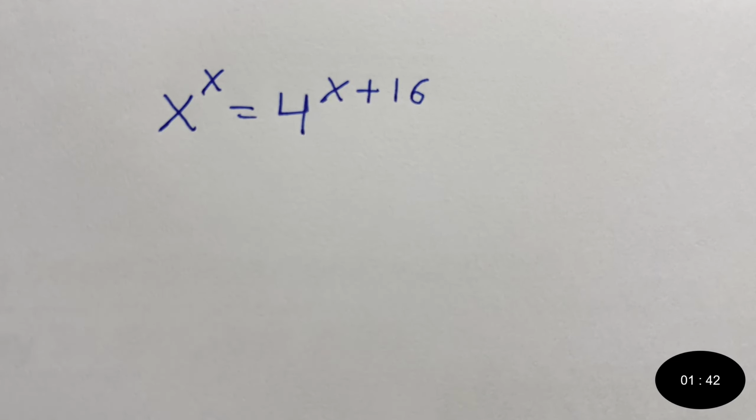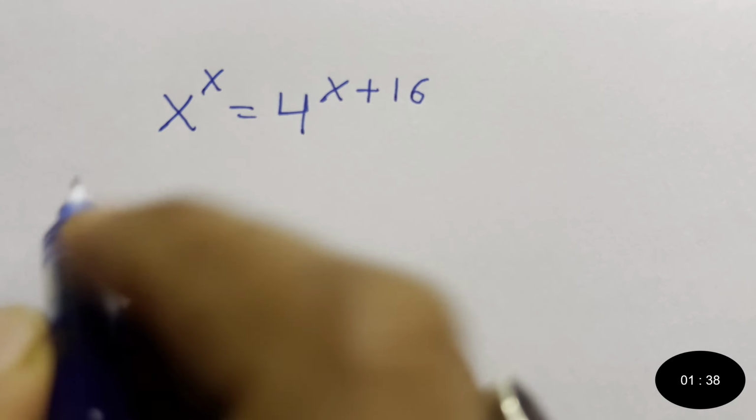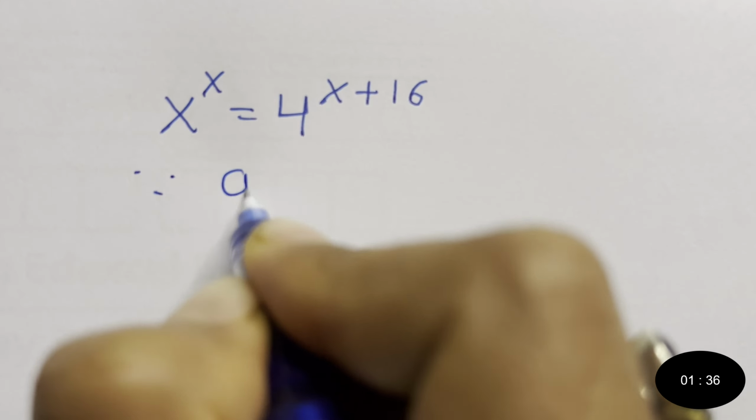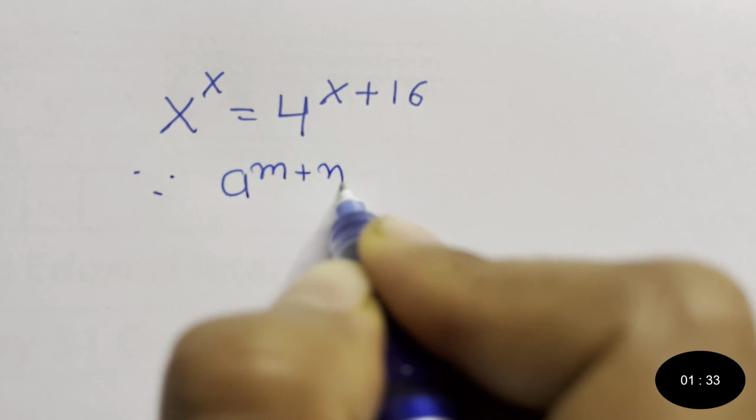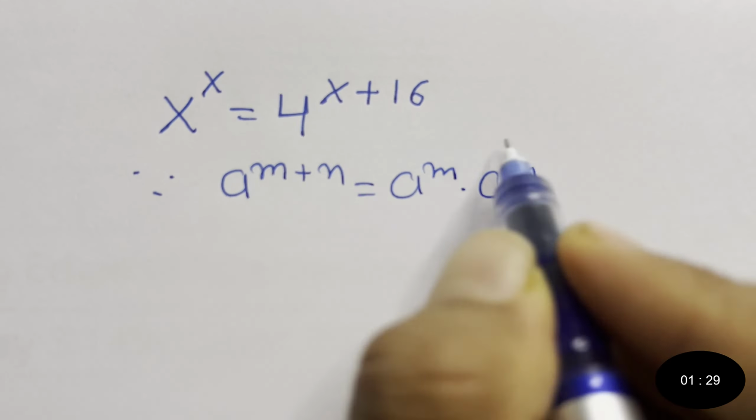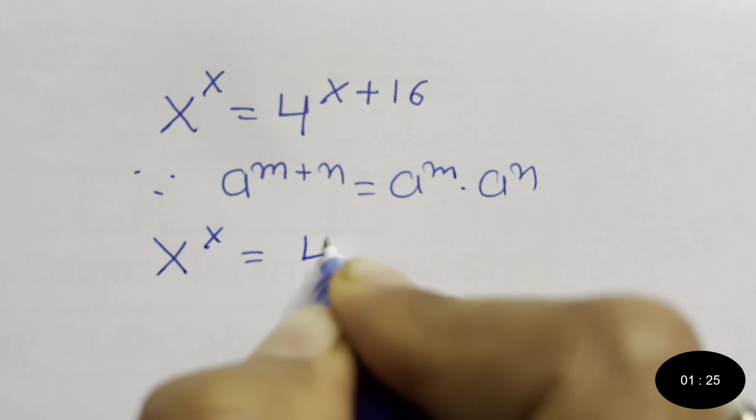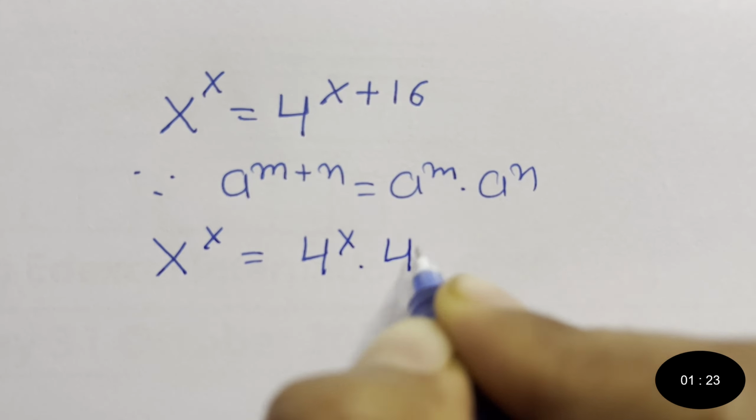Hi guys, we are going to solve the equation x to the power x is equal to 4 to the power x plus 16. Since a to the power m plus n is equal to a to the power m into a to the power n, the above equation can be written as x to the power x is equal to 4 to the power x into 4 to the power 16.